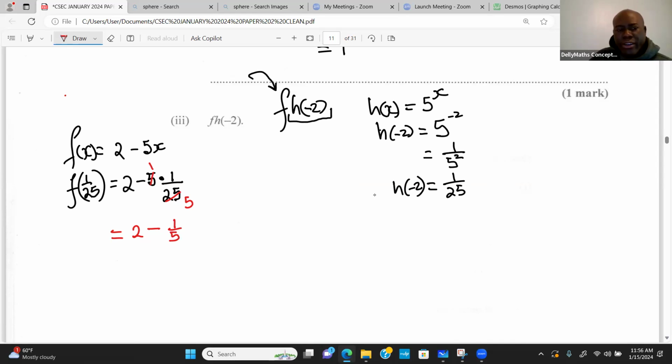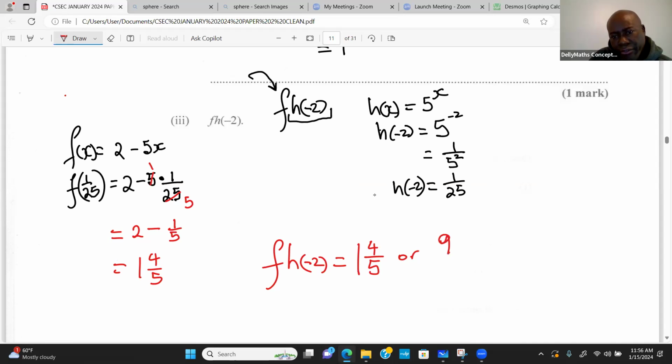Now, you could look at it. 2 minus 1/5 is simply 1 and 4 over 5. Imagine you have two things and you gave away 1/5. You're left with 1 and 4/5. So we could just easily write that just like that. So in conclusion, we could write the final thing that f of h of negative 2 is 1 and 4 over 5. Some people may see it as 9 over 5, same thing.